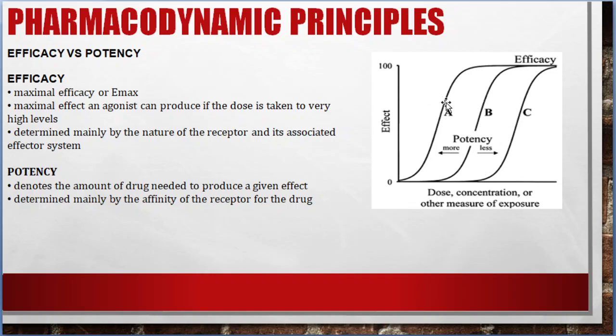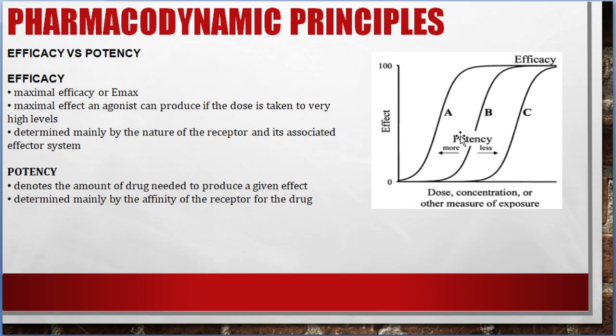Si drug A, tingnan nyo, 10 mg lang, pero nakaka-maximum efficacy na siya. Samantalang si drug B, kailangan niya pa ng 20 mg para magkaroon ng maximal efficacy. Unlike letter C, kailangan pa ng 30 mg para magkaroon ng maximal efficacy. Therefore, pinaka-potent si letter A kasi nga bababang amount lang ang kanyang kailangan para ma-reach ang maximum effect unlike sa B and sa C.